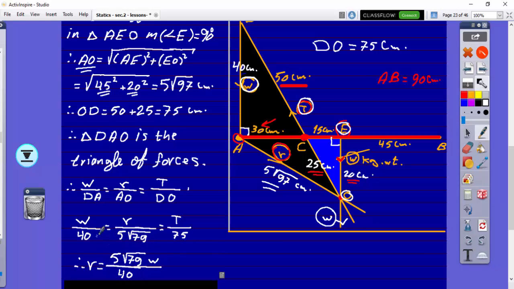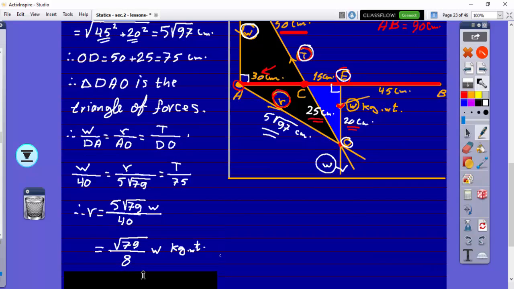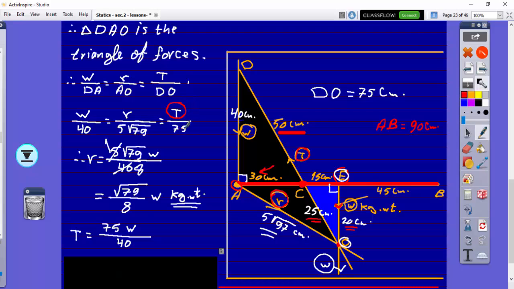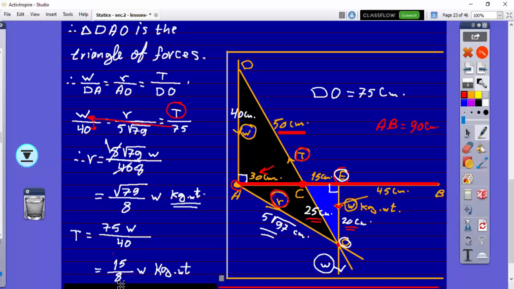Of course, the answer will be in terms of W because it is not given. So R equals 5 root 79 multiplied by W over 40. And its simplest form here will be root 79 over 8, dividing 5 by 5 equals 1, and 40 by 5 equals 8. And the unit will be kilogram weight. And now T equals 75 multiplied by W over 40, using cross multiplication. We can simplify it by dividing up and down by 5. So the tension equals 15 over 8.